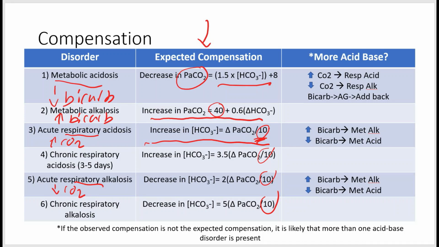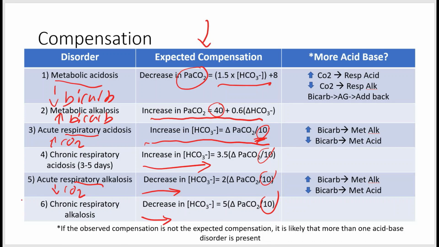So for example, if the CO2 is 60, so 60 minus 40, the normal CO2, gives you 20. 20 divided by 10 is 2. 2 plus the normal bicarb, 24. So 2 plus 24 is 26. So the expected bicarb here is 26. And the rest of the formulas here are similar in terms of concept.